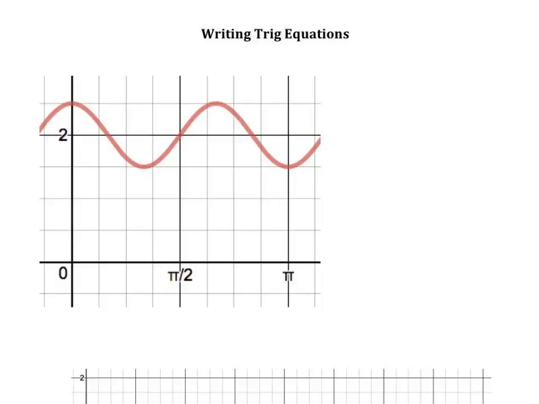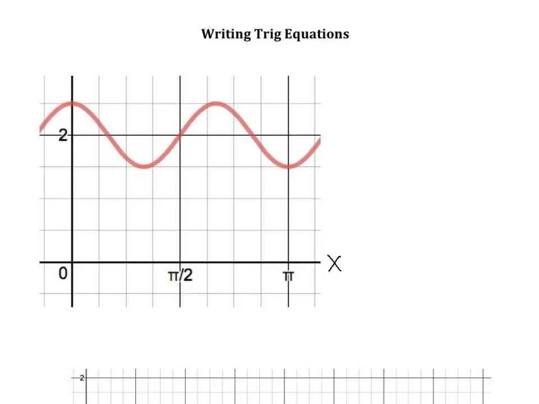In this lecture, we are going to talk about writing trig equations from graphs. So let's take a look at this first one. The first thing I'm going to look at is the scales that we have on the x and y axis. On the x-axis, we go from 0 to pi, and on the y-axis, we go 0 and 2.